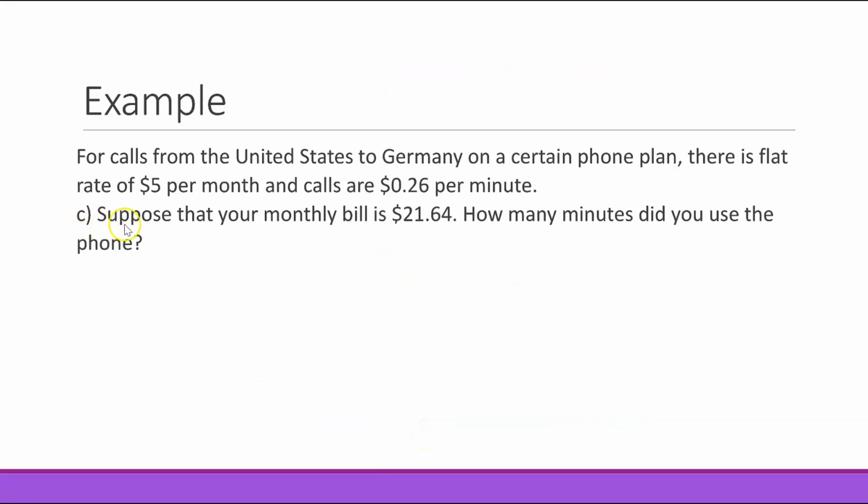Let's take a look at part C of the same question. Suppose that your monthly bill is $21.64. How many minutes did you use the phone? So we're working with the same model, C of X equals 0.26x plus 5. But this time we're given that the bill, the cost, the left side of the equation, is $21.64. So that has to equal the model 0.26x plus 5, and we're solving for minutes.